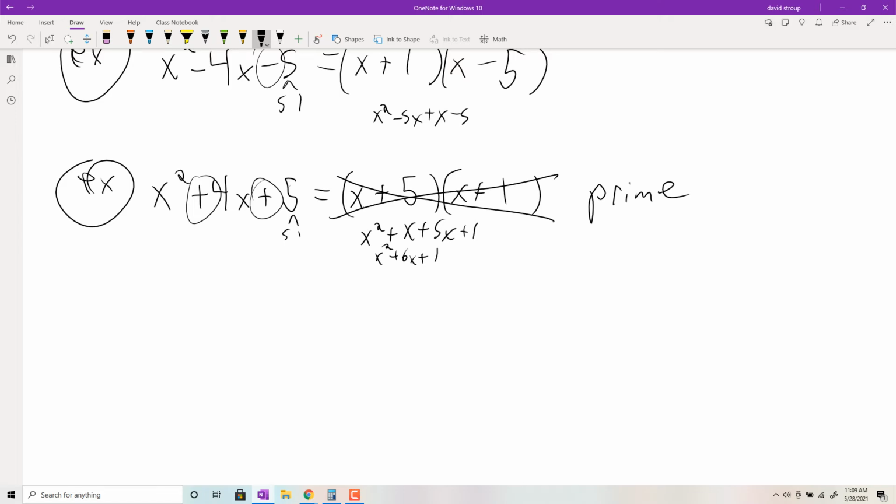Let's look at one that has some weird variables. You can have x, you can have y. Here's one with an r, as in random: r squared minus 15r minus 16.